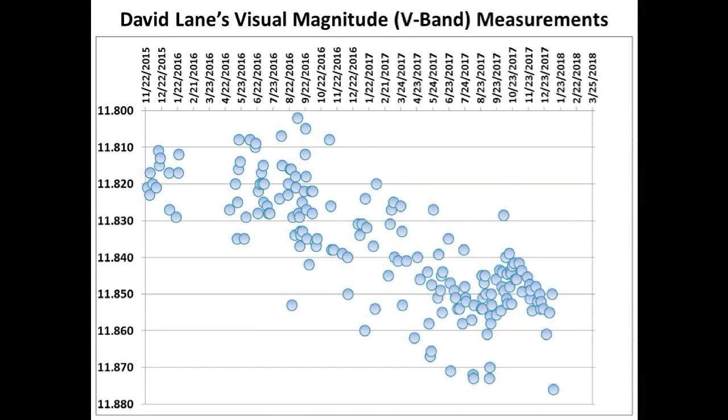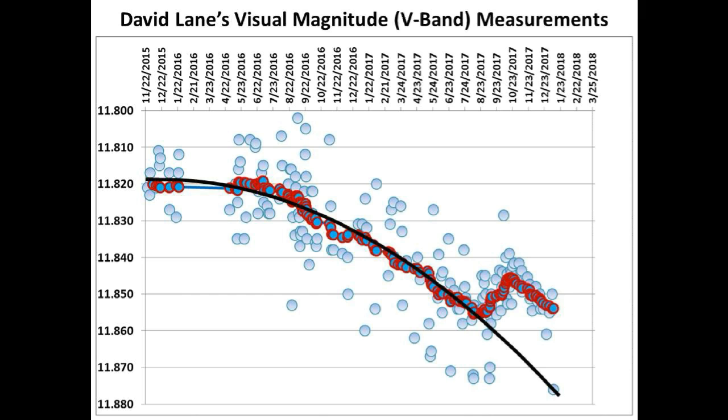So these are all the V-band measurements taken by David Lane over a 26-month time period. And this is the centered 25 data point simple moving average light curve. Notice that the light curve now correlates with the ebb and flow of the data points in real time. You can take this centered simple moving average light curve to the bank. This is the shape of the long-term light curve of Tabby's star in real time. And this is the superimposed best fit curve showing the accelerating long-term dimming for most of this time period.